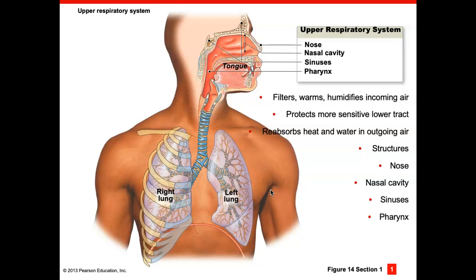Now, this upper respiratory system has functions of filtering, warming, and humidifying the incoming air. We are supposed to breathe in through our nose because that's where the cleaning and warming and humidifying takes place. This is due to the need for protecting the more sensitive lower respiratory tract. Heat and water are absorbed in outgoing air. And again, the structures are the nose, the nasal cavity, the sinuses, and the pharynx.